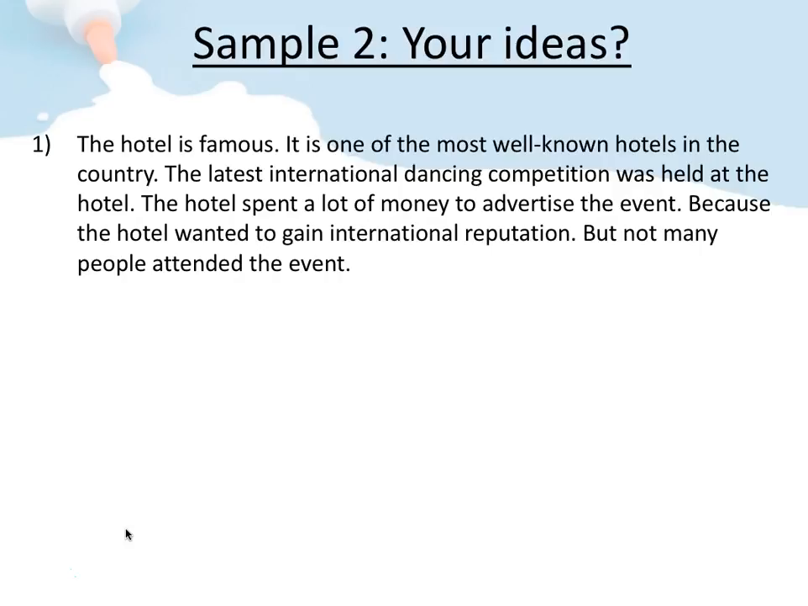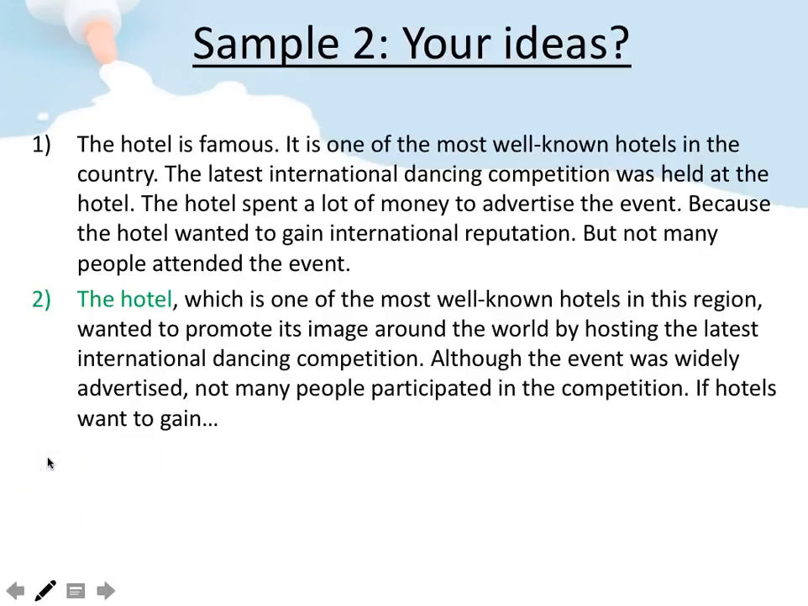some improved ideas. This text is about a hotel, but it's also about an international dancing competition. And one of the problems with this text is that the focus of which one is more important is unclear. So the paragraph starts with the hotel is famous. It is one of the most well-known hotels. And then we talk about the international dancing competition. We go back and forth talking about the hotel and then talking about the event itself. So I would emphasize one or the other. We can improve cohesion by having a clear main idea.